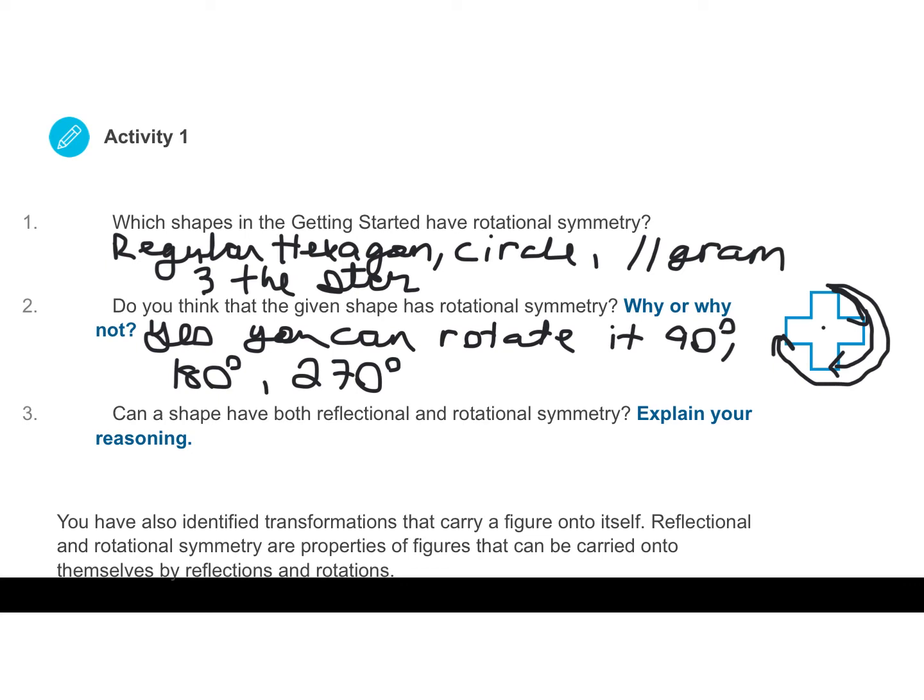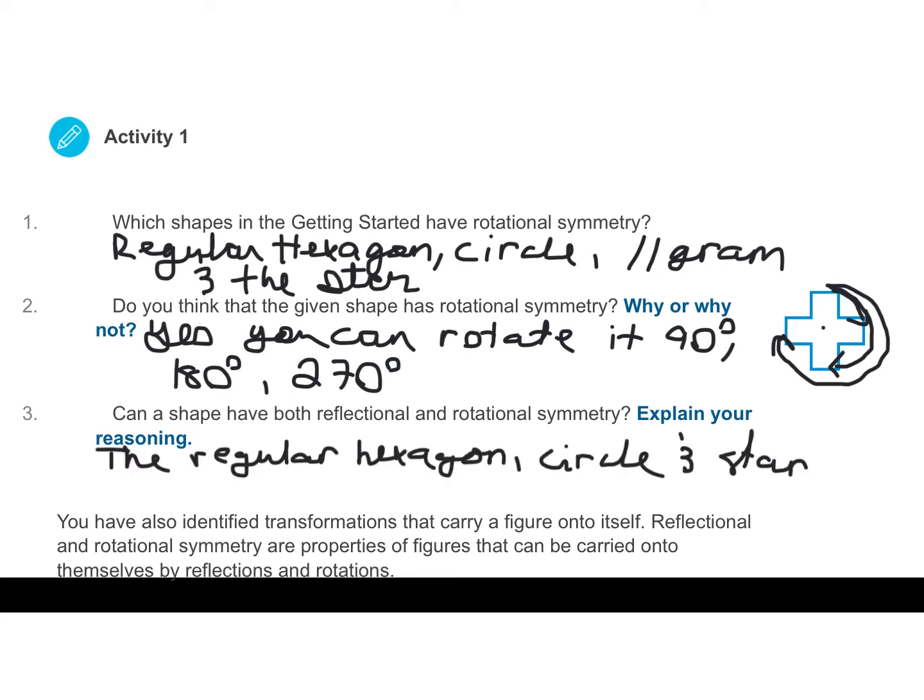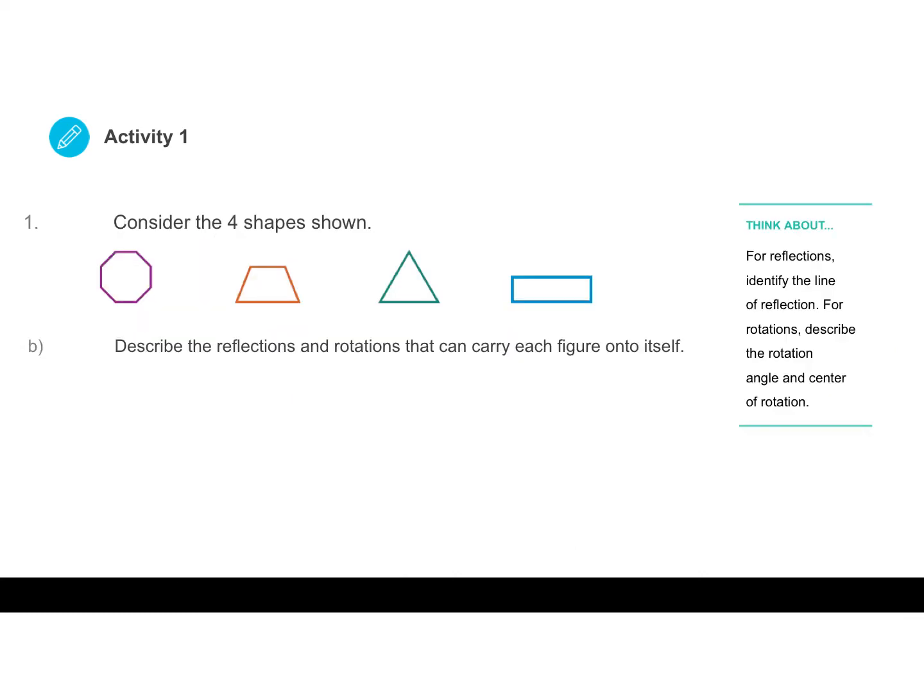Okay, can a shape have both reflectional and rotational symmetry? What do you think? Pause. The answer is yes. The regular hexagon, the circle, and the star have both reflectional and rotational symmetry. Okay, you've also identified transformations that carry figures onto themselves. So reflectional and rotational symmetries are properties of figures that can be carried onto themselves just by doing reflections or rotations.